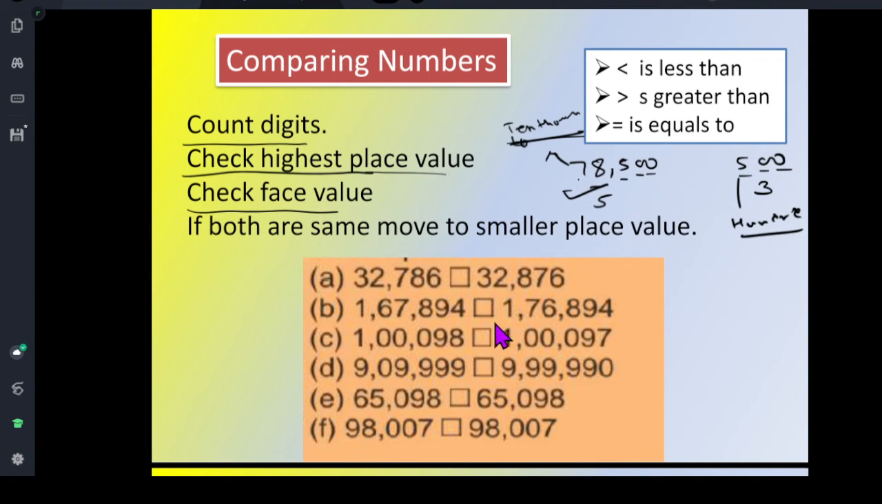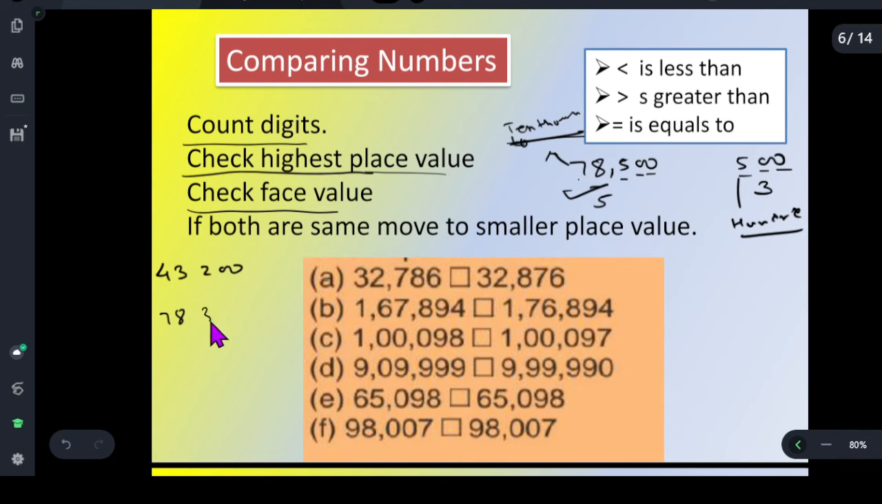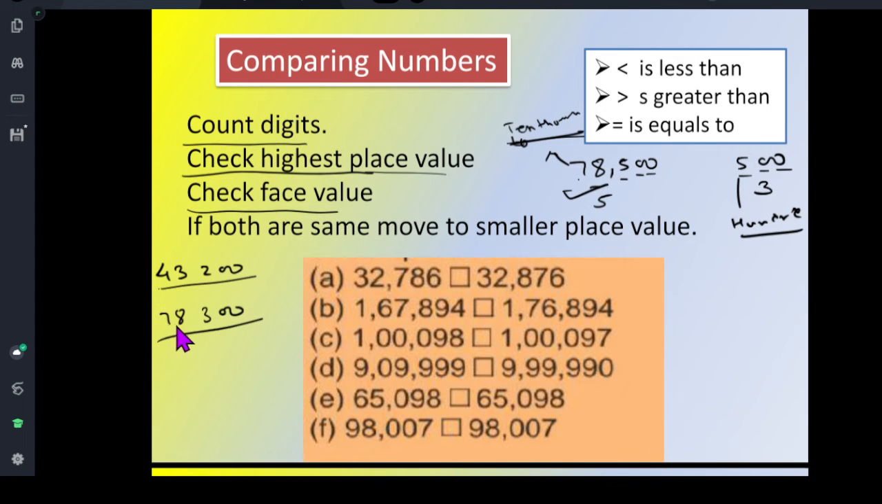check face value. How? Suppose there is the number 43,200 and the number 78,300. There are two numbers. You can see both have five digits, up to the thousands place. So what do you have to do? We have to check the highest place value's face value. So what is the face value of this place? That is 4. What is the face value of this place? That is 7. So which is greater, 4 or 7? 7 is greater, so this is the greater number.